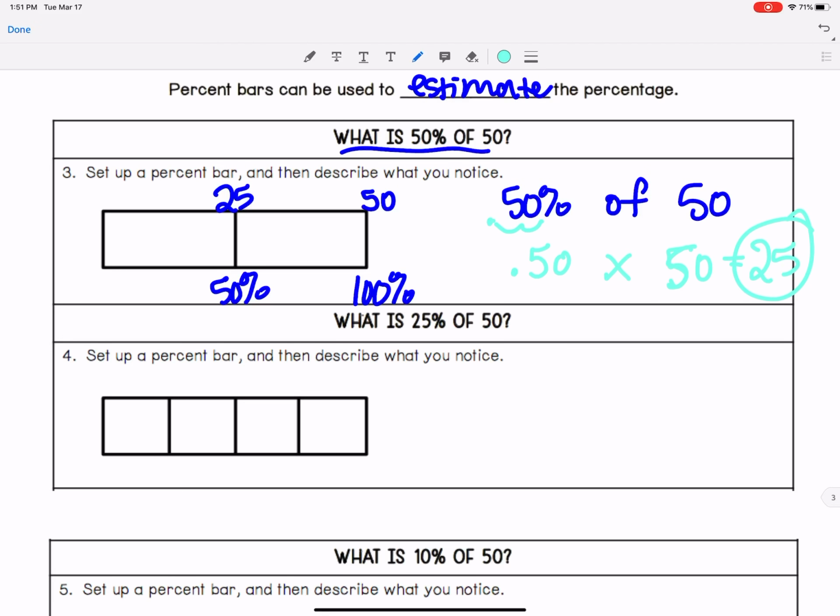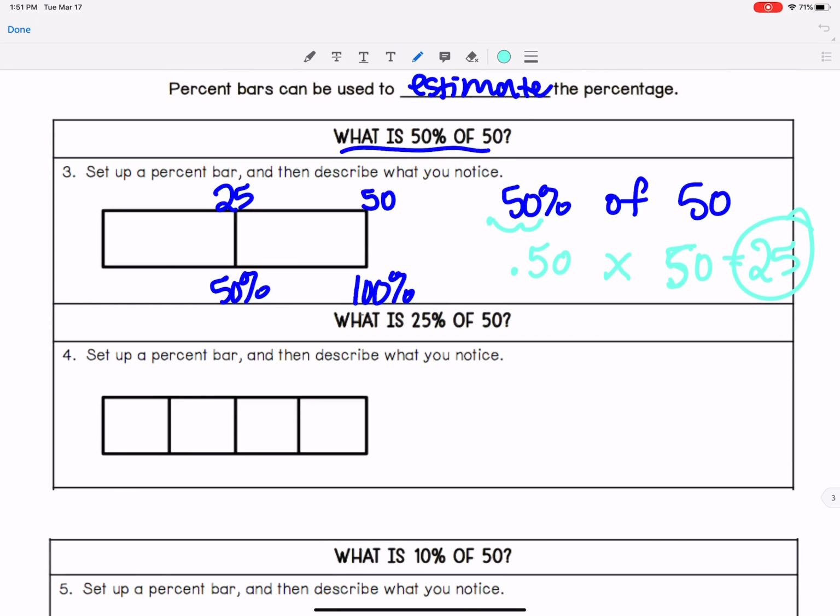Set up a percent bar and then describe what you notice. What is 25% of 50? So I'm going to switch colors here again. Let's see, if I had 50 bottles of water, what is 25% of 50? Well, this would be 100% of 50. And half of 100 is 50. And half of 50 is 25%. And then that means in between 50% and 100% is 75%. Okay, so what do we notice here?